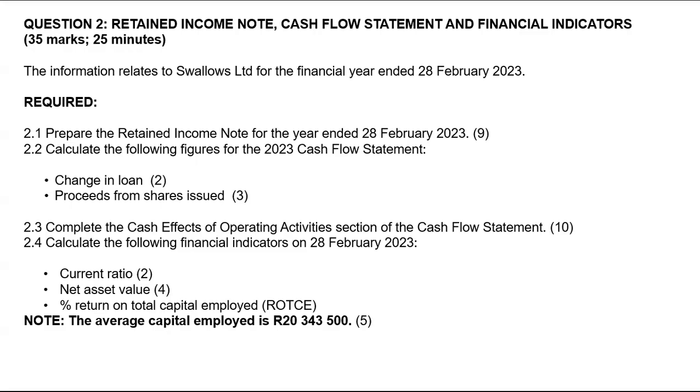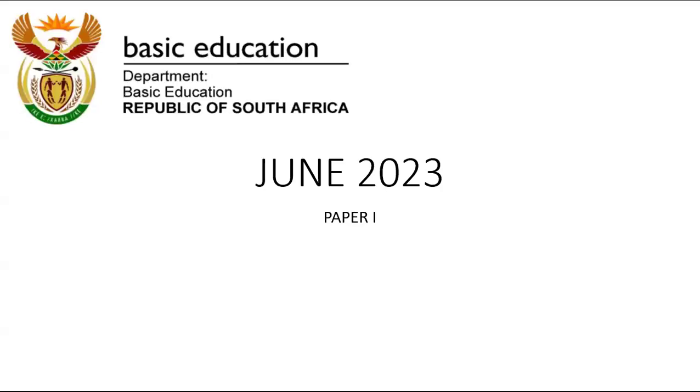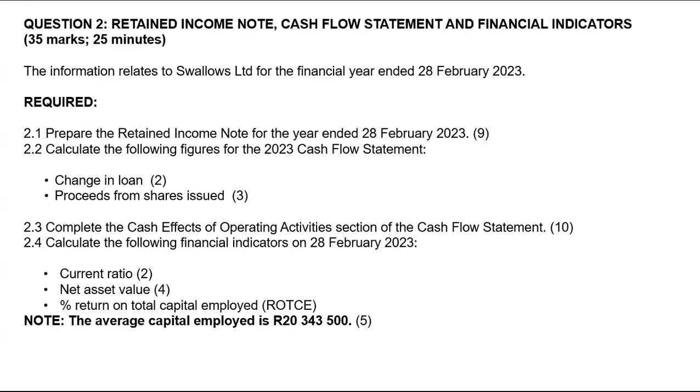Basically, I am continuing with this paper over here. I did say that if the video reaches 1,000 views, I will record question 2. I know it reached 1,000 views a while back, just that I haven't been well, as I've just said. Question 2 is about retained income note, the cash flow statements, and financial indicators. We are given information that relates to Swallows Limited for the financial year ended 28th February 2023.